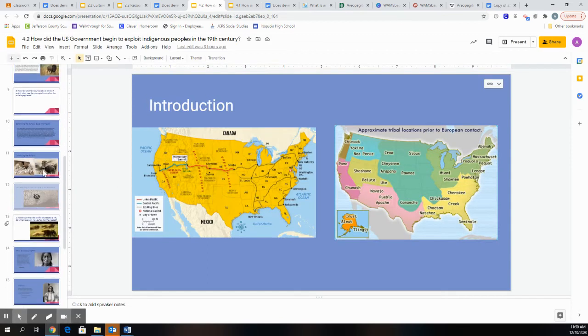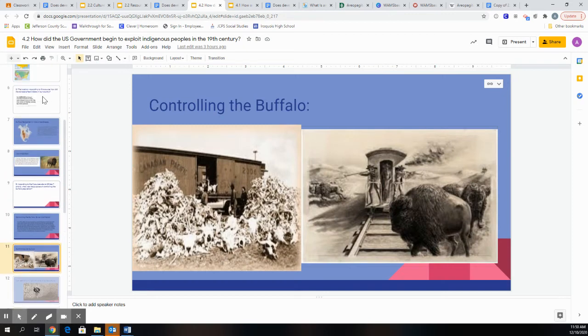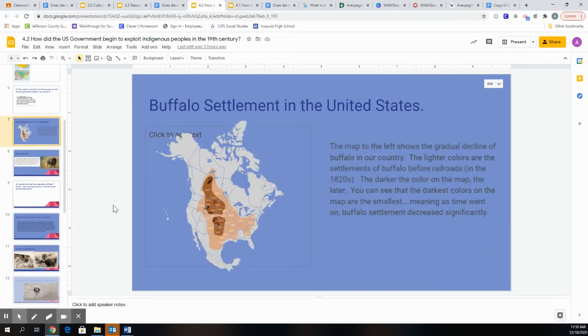Let's go with the buffalo. I haven't given that example yet in any of my classes. The buffalo. This is showing the buffalo settlement, and how that light color was where they were much earlier, like in the 1820s, 1830s, and by the 1870s, 50 years later, they were confined to just those small, darker areas.